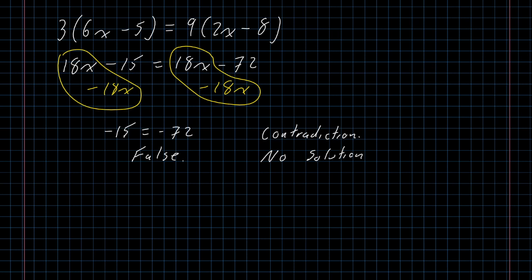You may come across, as you are looking at various sources, especially if you're searching online for additional help, that the solution set here is called the empty set. And the symbol for the empty set is a circle with a slash through it. All right, this is a contradiction. There is no solution. The solution set is the empty set.